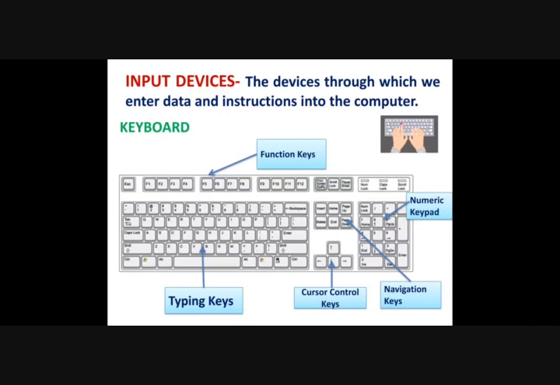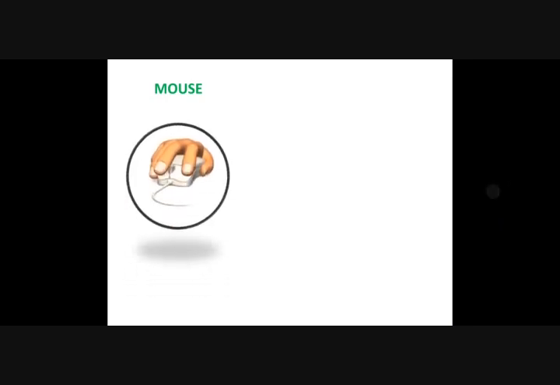Now see the next most commonly used input device, that is the mouse. Yes. So what is the mouse helpful for? The mouse is used to control the movement of the pointer. Now what is a pointer? You all know that when you open a computer and work on it, there is always an arrow which keeps on moving when you move your mouse.